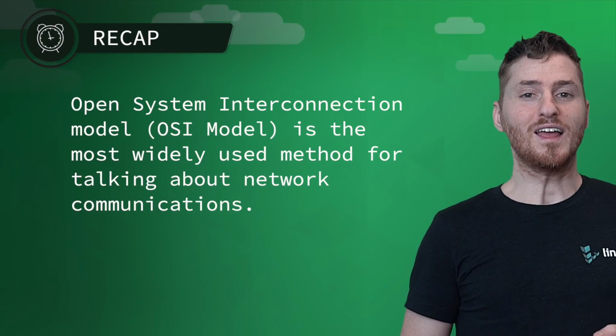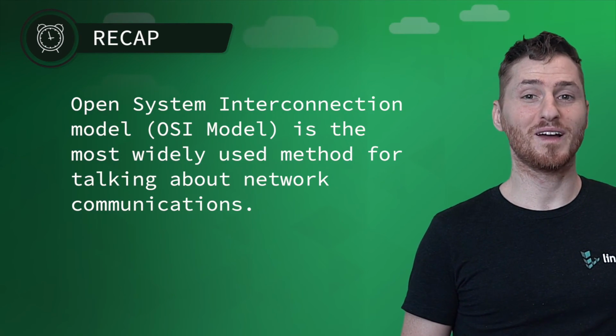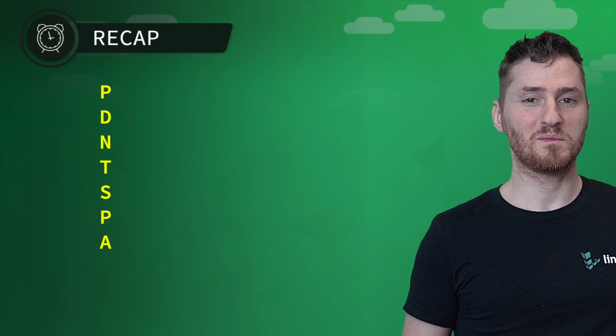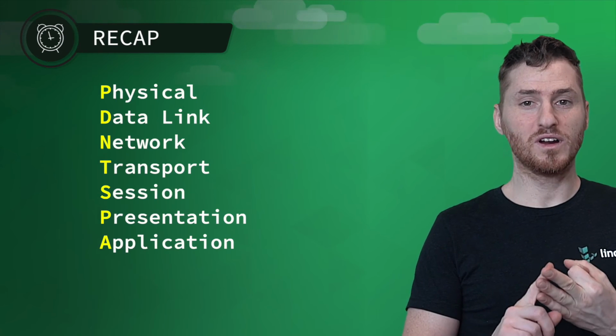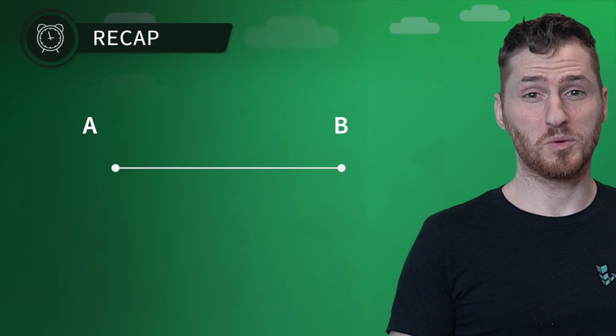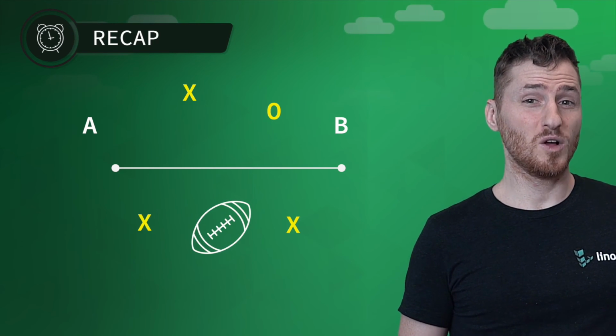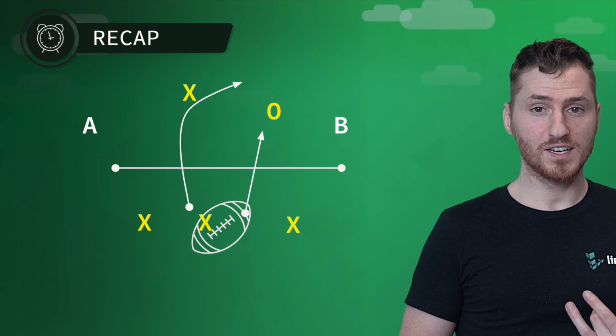So let's recap. Number one, the Open Systems Interconnection Model, also known as the OSI Model, is the most widely used method for talking about network communications. Number two, an easier way to memorize the OSI Model's order of data flow is the sentence, please do not tell secret passwords anyone. It stands for the seven layers: physical, data link, network, transport, session, presentation, and application. And number three, all you're ever really doing on the internet is just passing data from point A to point B. It's a simple concept. FTP or HTTP are just protocol technologies that help make the passing of data either more secure, faster, easier to do, or in different ways throughout hardware and software.